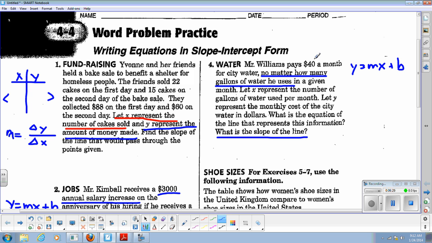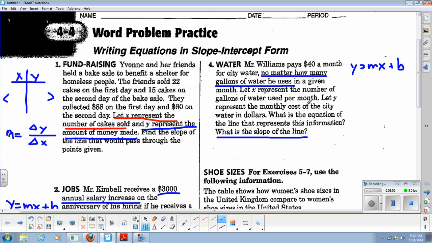Notice it says he pays $40 a month for city water, no matter how many gallons of water he uses. So where does that 40 go? Will it be $40 times the amount of gallons he uses, or will it just be a $40 over here? Take a close look at that. Look at your wording. No matter how many gallons of water he uses, he pays $40. From that, you now can try to write the equation.